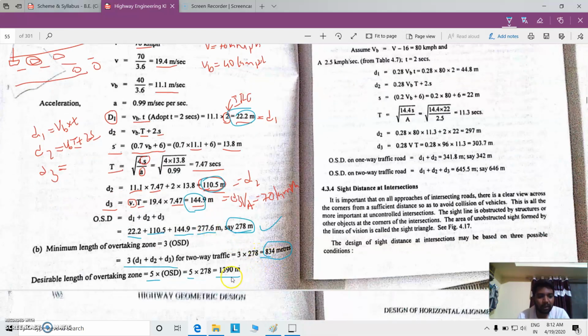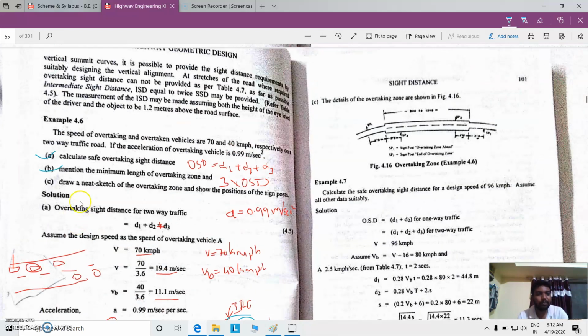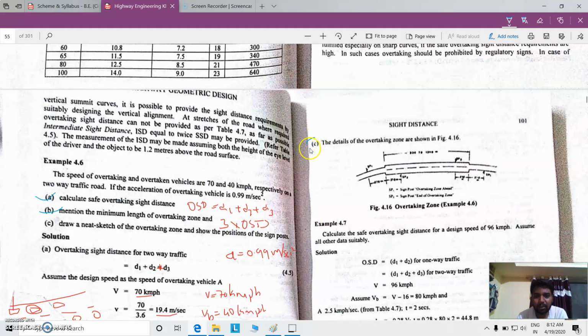and mentioned the length of the overtaking zone, that is the minimum overtaking zone and desirable overtaking zone, which we have calculated as 834 and 1390 meters. And similarly we are remaining with a neat sketch to be drawn for the overtaking zone and the position of signboards. Here we can have a diagram showing signpost 1, overtaking zone ahead, and signpost 2, end of overtaking zone.